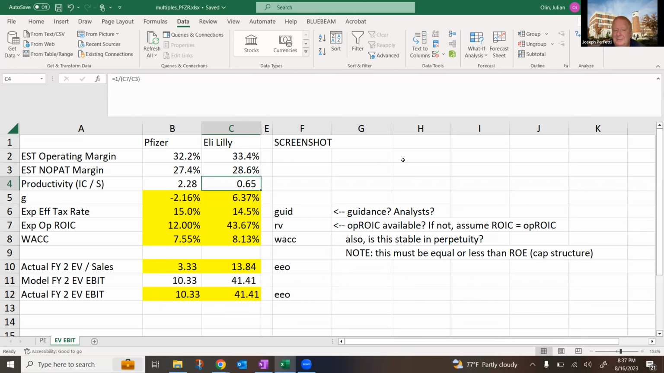And again, the EV to EBIT is pretty straightforward, for the same reasons as the PE. That's why I didn't ask them to do it. All right, questions about any of this? How to put the data, what to put in, where to put it, where you got it from, what it means. That expected OP ROIC, cell B7, how'd you guys get 12?